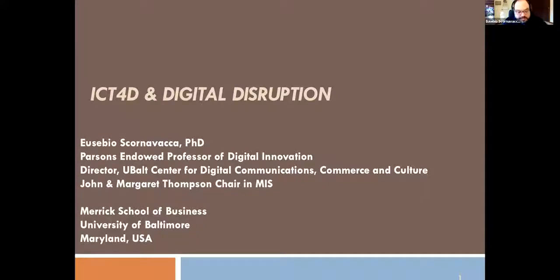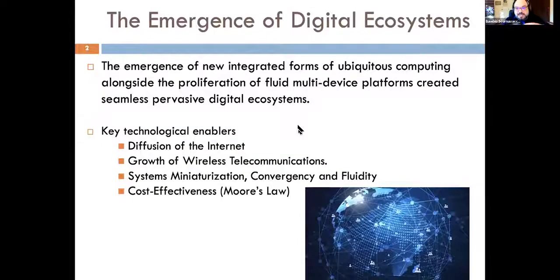What I'll do is initially set the scene, talking more on the issues of disruption, and then Katina will be falling more into the issues of inclusiveness. So the first thing we need to really start thinking about is the emergence of a digital ecosystem.